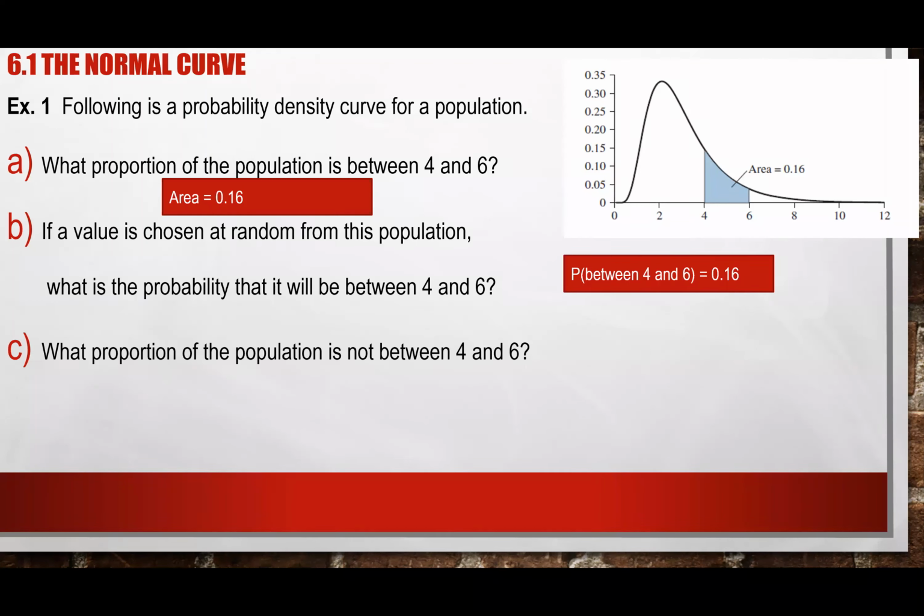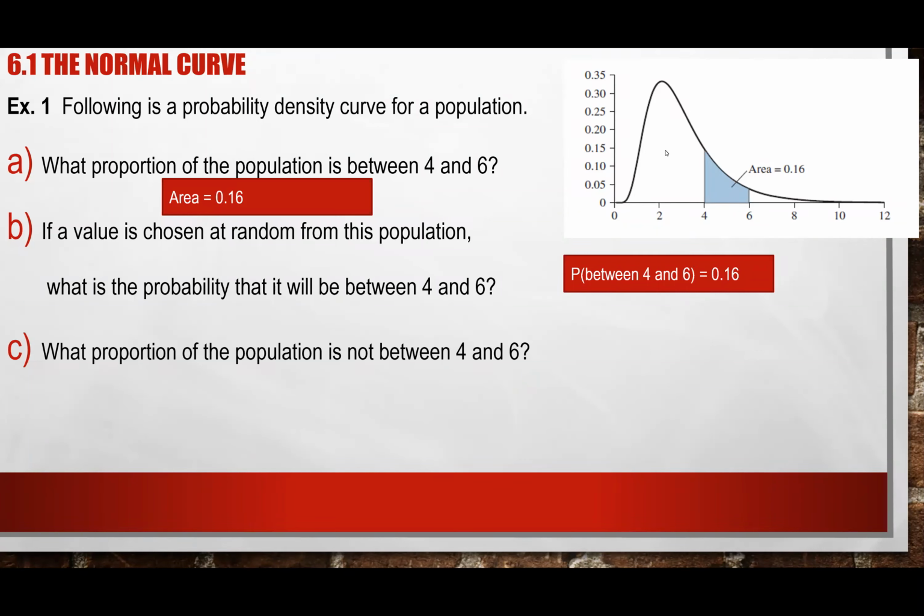So now, the question with A and B: how do we find a proportion of a population, versus the same as the probability of a given variable? Like I mentioned earlier, proportion and probability are the same in this way, okay? So now they ask you, what is the proportion of the population that is not between 4 and 6? We know that between 4 and 6 is 0.16.